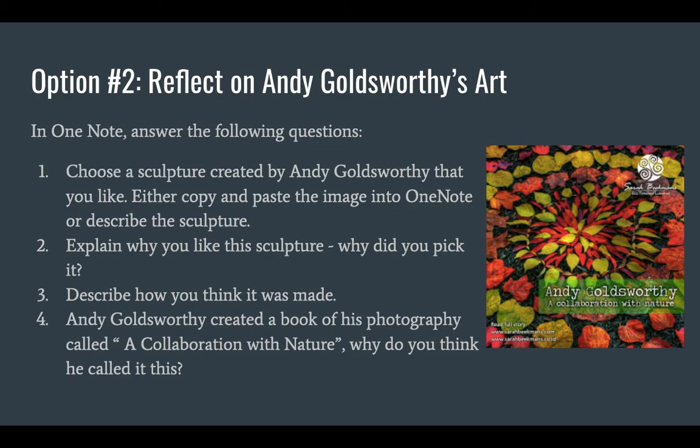I'd like you to explain to me why you like this sculpture. Why did you pick it out of all the pieces that Andy has created? Describe how you think it was made, what that process would have looked like or been like for Andy to create it. And then finally, Andy Goldsworthy has created a book of his photography, and he's called this book A Collaboration with Nature. So I'd like you to think about why you think he called the book this title, A Collaboration with Nature. What do you think that means to him?